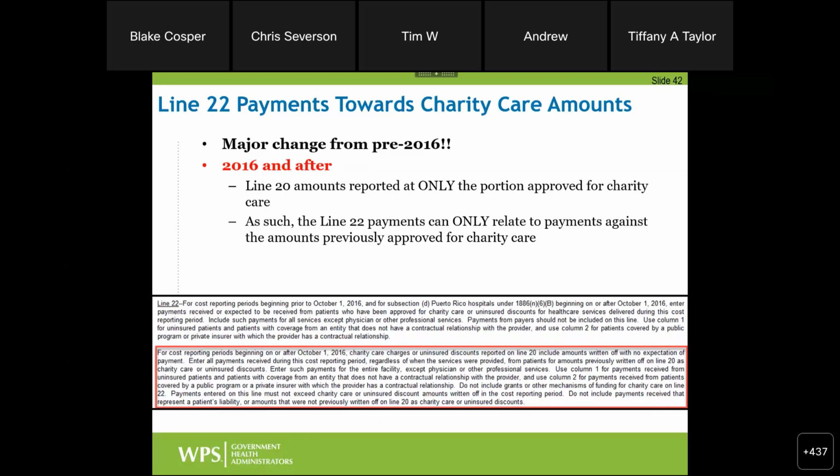So effective with 2016, they now said line 20 is only the charity care approved amount, and therefore line 22 is only payments made against that charity care amount, which again, don't really happen all that often. And even when they do happen, a lot of providers have policies to return them. So line 22 is never expected to be a very big amount. There's still a listing for it if you do have anything to report. And yes, indeed, if you did accept a payment against a charity care amount, absolutely it's required to be here.